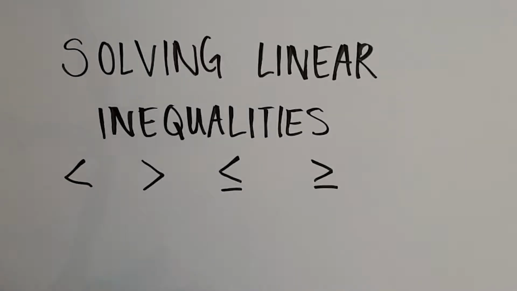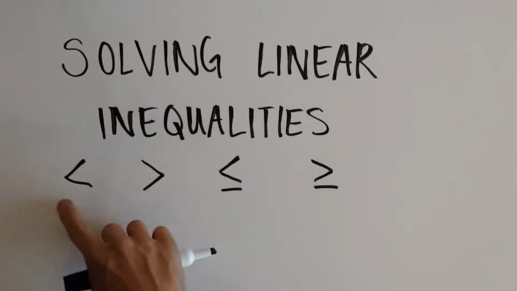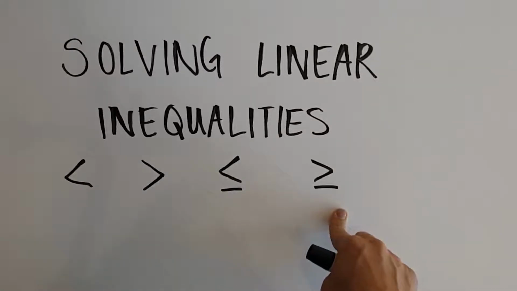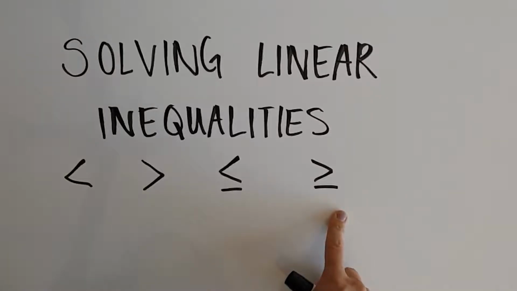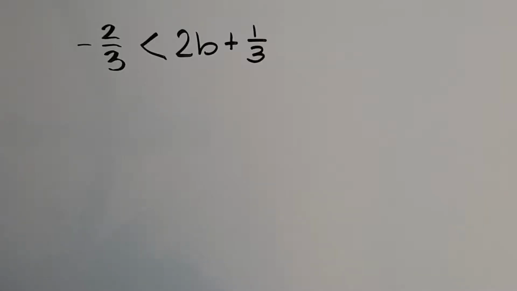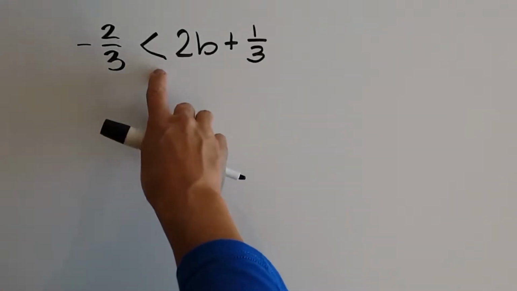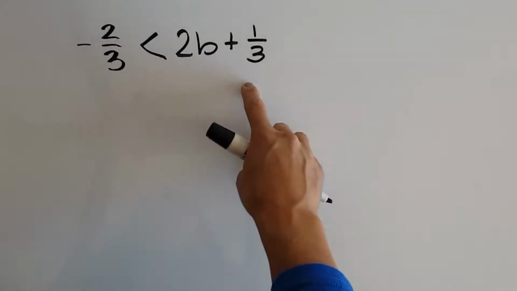In this video, we're going to talk about solving linear inequalities. And in one of our previous videos, we described what each of these symbols mean. So we'll have to remember that as we go through the process. So in our first example, we have negative 2/3 is less than 2b plus 1/3.